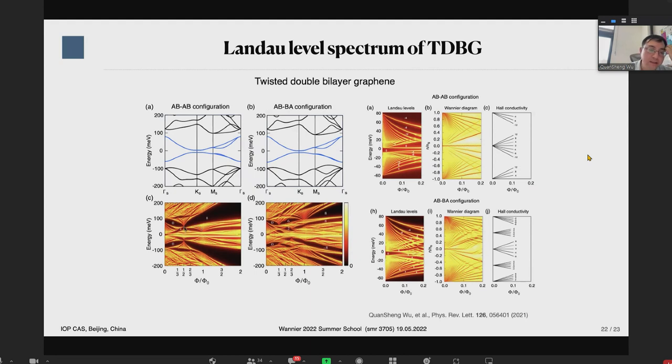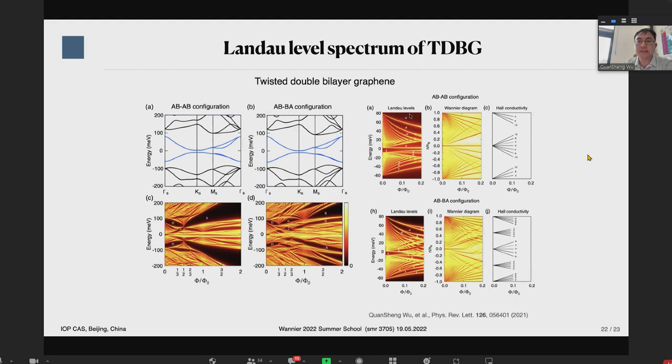We know that if the band topology is different, it also means that the orbital magnetization is different, right? And since the orbital magnetization can couple with the magnetic field, you will be astonished to find that these two Landau level plots are totally different.